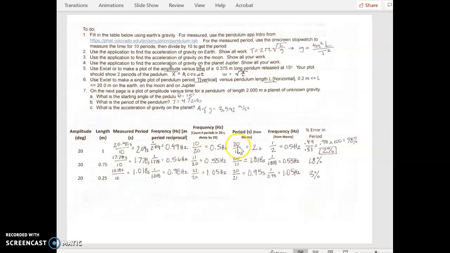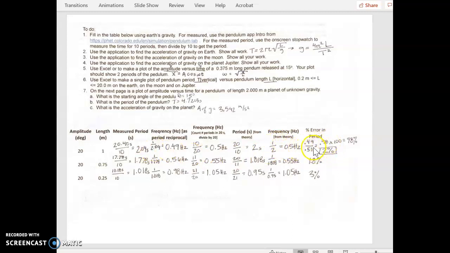And so then dividing the periods, 20 seconds over 10 periods gives me 2 seconds for one period. And then, if the period is 2, the frequency of 1 over 2 is 0.5. So this is all consistent.